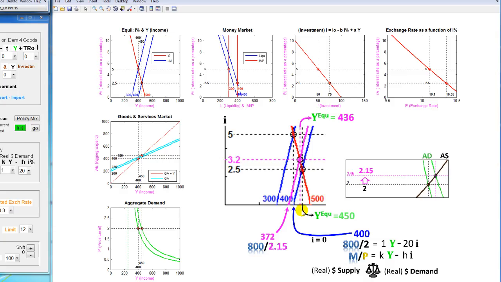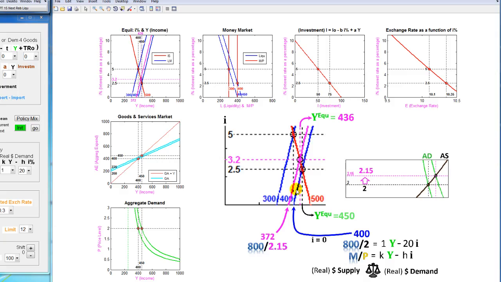Now, if P takes the value 2.15, then the real money supply is M, which is 800, but now it is divided not by 2, but by 2.15. So this division gives us 372. So the intercept of the new LM curve is going to be 372. So if we see here, 372 is the intercept of the new LM curve.